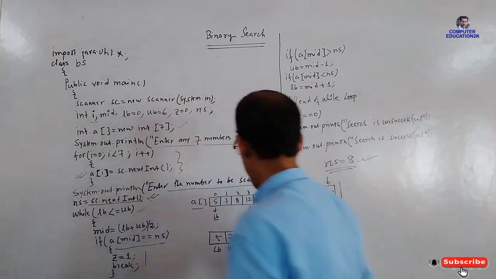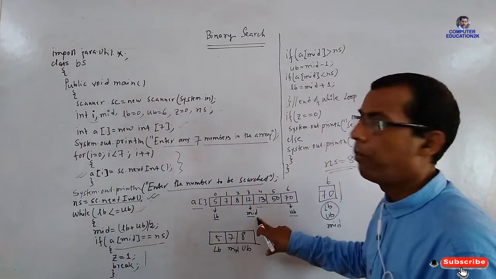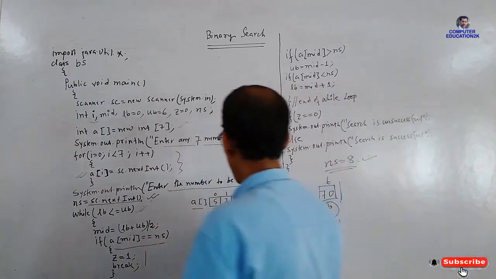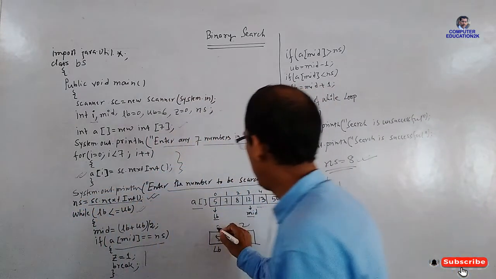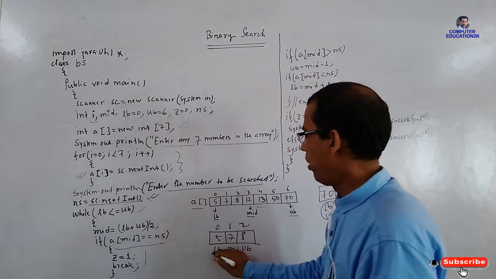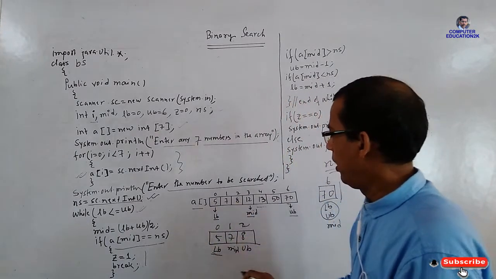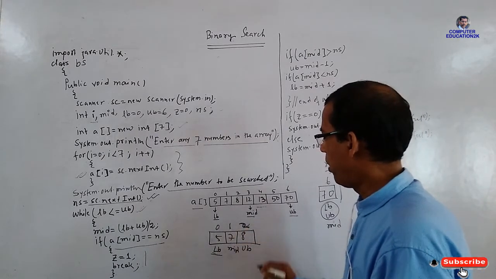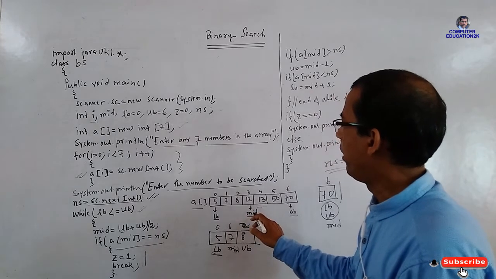So you can see what? Upper bound is what? Mid minus 1. 3 minus 1 means 2. So this is 0, 1, 2. Cell numbers are 0, 1, 2. So lower bound was 0 only. And how to find the upper bound? To find the upper bound, you write mid minus 1.